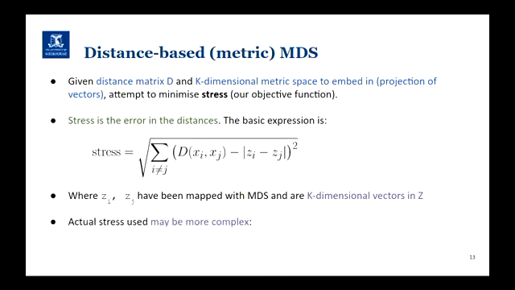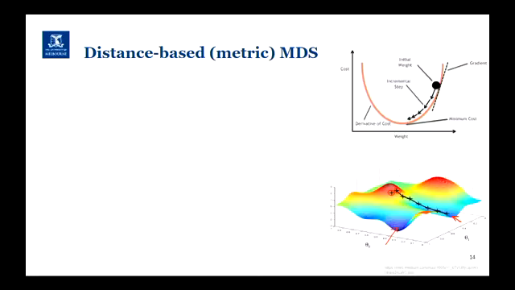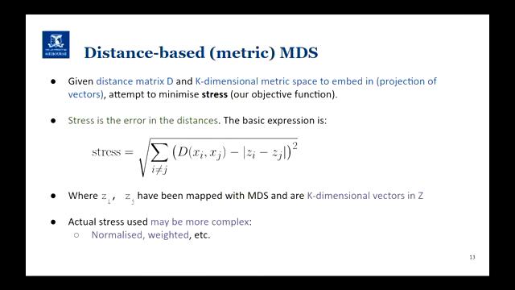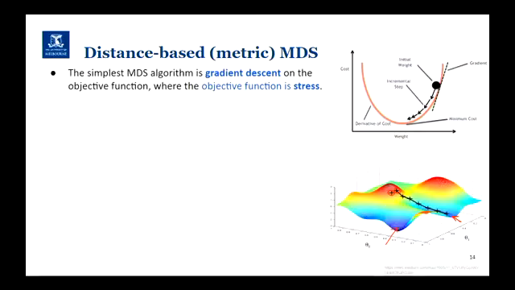And even though the actual stress used may be more complex, for instance, it could be normalized distance, weighted distance, and so on and so forth, the minimization process will follow in the same way. And the simplest way to do this function minimization, and the most commonly implemented, is using an algorithm called gradient descent on the objective function, where the objective function is the stress. So the difference between the distance in high-dimensional space and low-dimensional space.